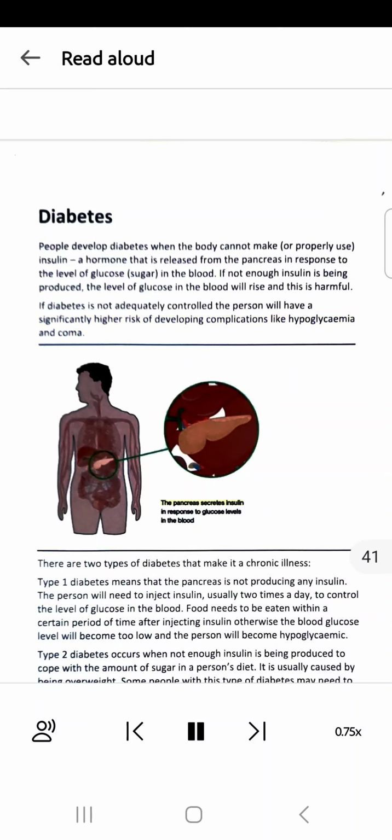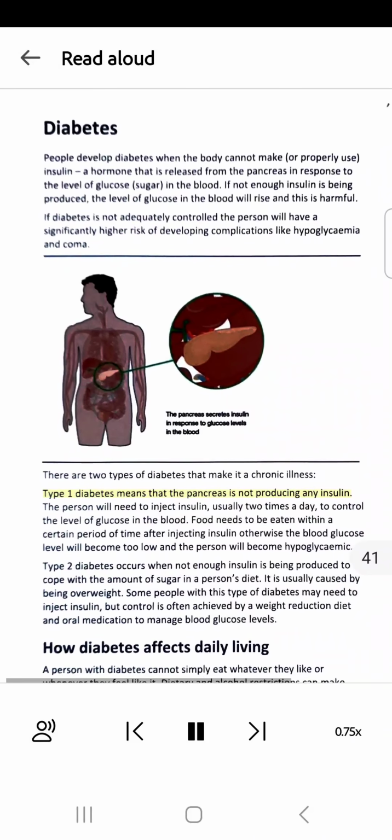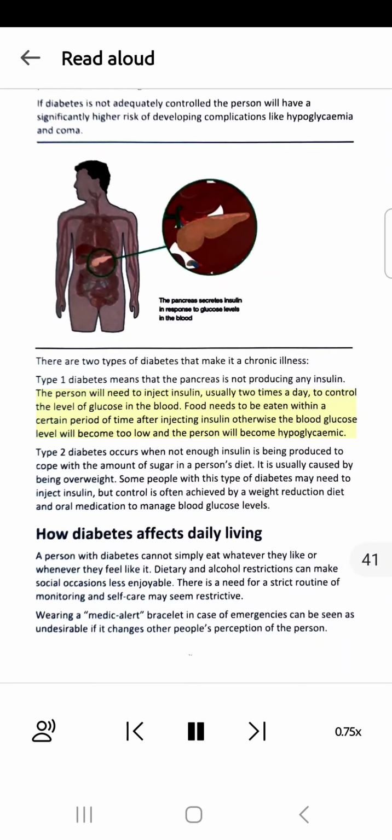The pancreas secretes insulin in response to glucose levels in the blood. There are two types of diabetes that make it a chronic illness. Type 1 diabetes means that the pancreas is not producing any insulin. The person will need to inject insulin, usually 2 times a day, to control the level of glucose in the blood. Food needs to be eaten within a certain period of time after injecting insulin, otherwise the blood glucose level will become too low and the person will become hypoglycemic.